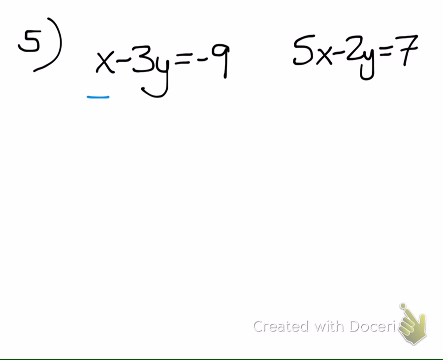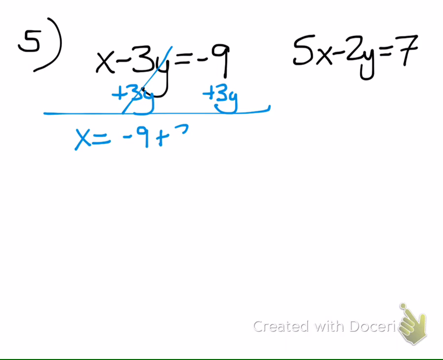So of these 4 variables, which one would probably be the easiest to get by itself on one side of the equal sign? This 1x is minus 3y, this 5x is minus 2y. First one. I would say that would probably be the easiest to get by itself, right? Because there's just a 1 in front of it, which is what we want. How am I going to get that 1x by itself? How do I move this to the other side? Yeah, add 3y, right? That's all I have to do. Add 3y here, that's going to go away, and then I have to do the same thing on the other side of the equal sign. So this equation is going to become x equals negative 9 plus 3y.